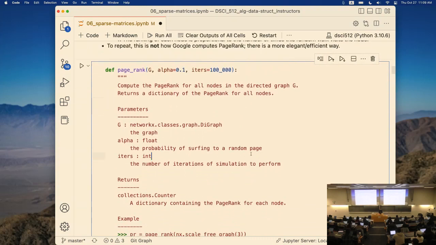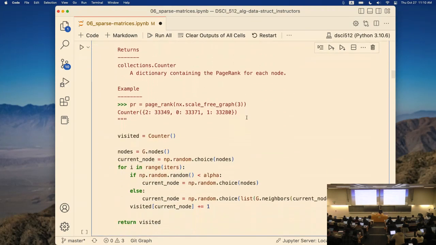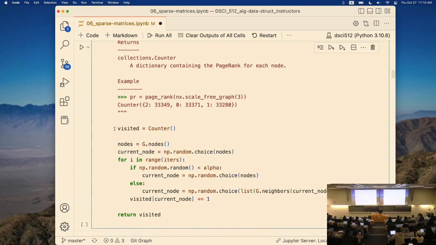Okay, so let's take a look at the code. We take in the graph, and alpha is the probability that we just defined. We do 100,000 iterations. The code should be fairly readable. I have a visited dictionary. It's a counter dictionary, meaning that if I start adding items to it, the counts are going to be defined by default. And then here we have the nodes of that graph, and we define a current node, just randomly picking one of the nodes in the network. Then we do 100,000 iterations inside this block.